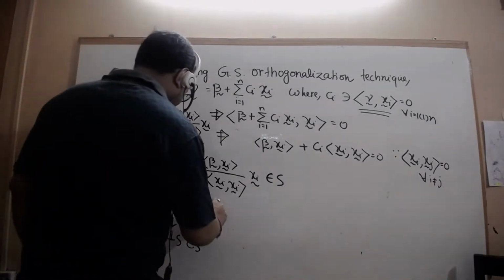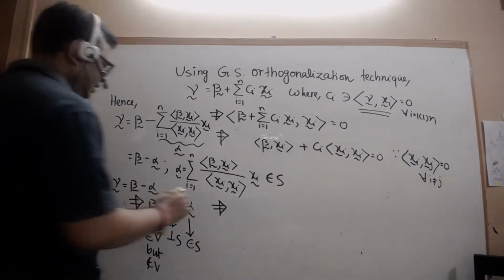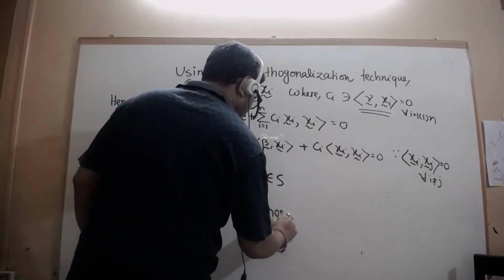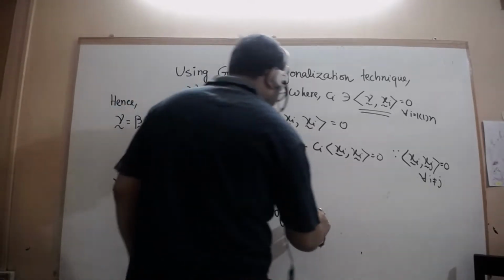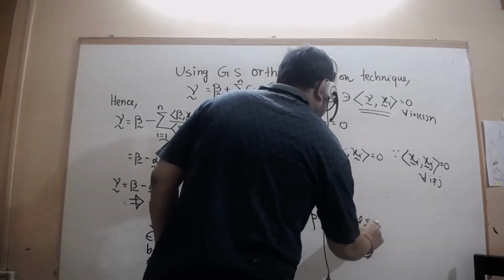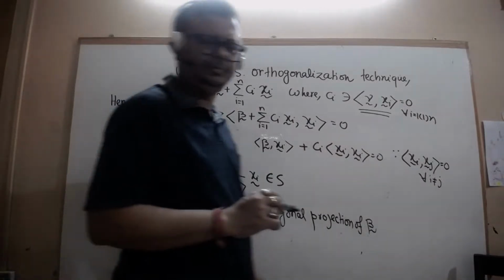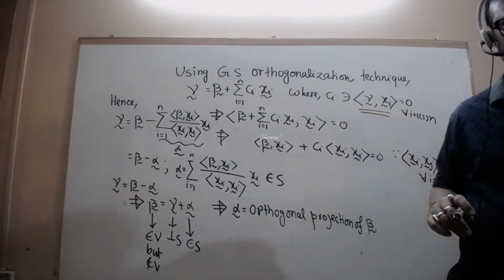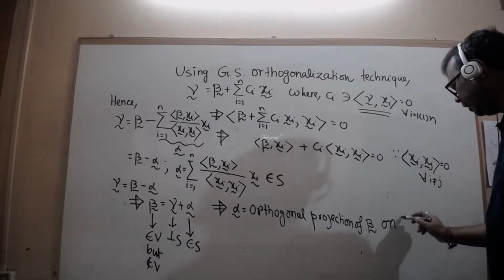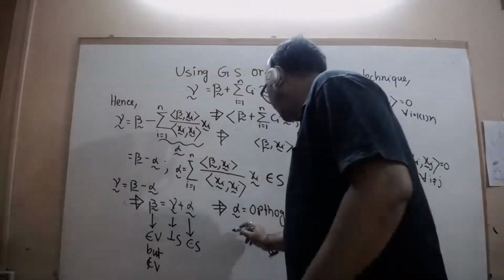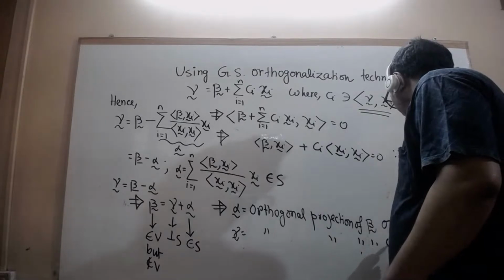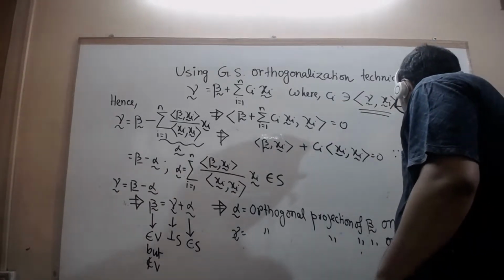So you can write this alpha curve is an orthogonal projection of beta curve on S, and gamma curve is an orthogonal projection of beta curve on the orthocomplement space of S. Agree?